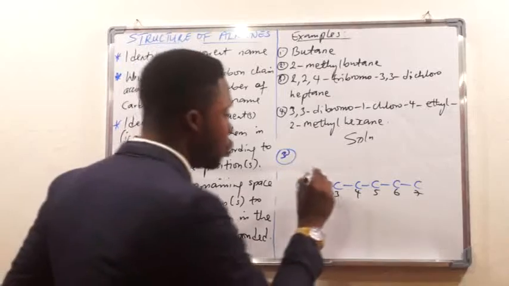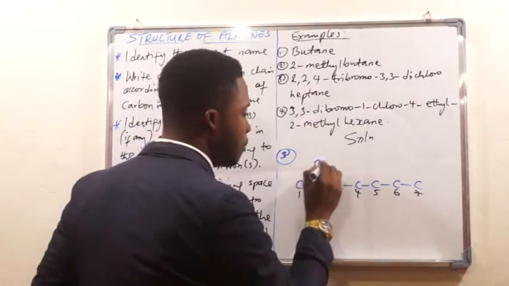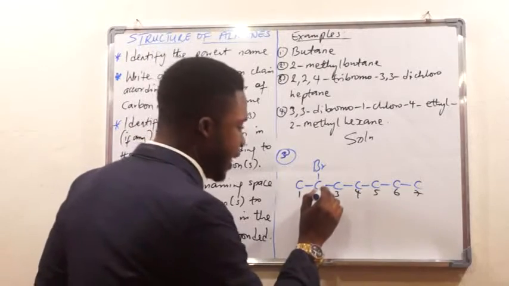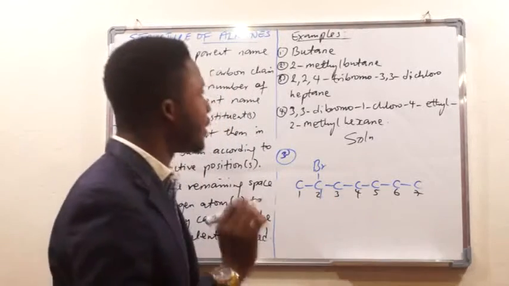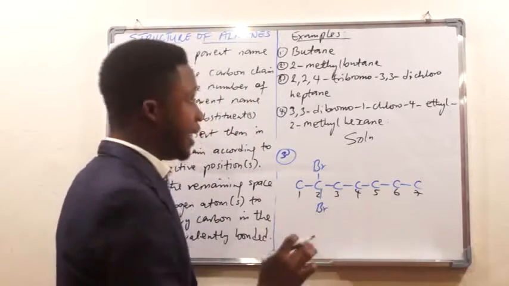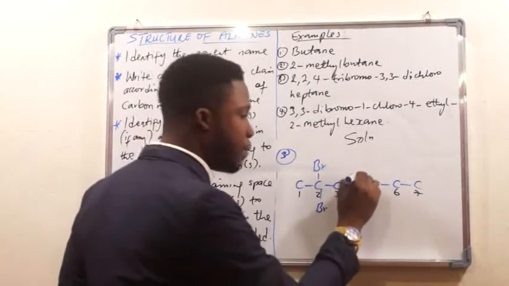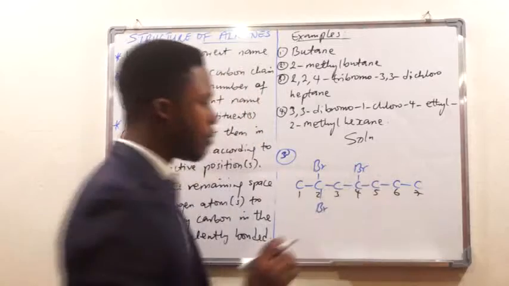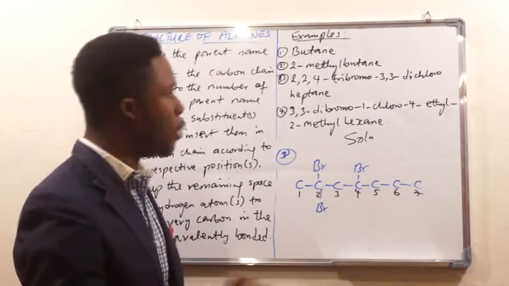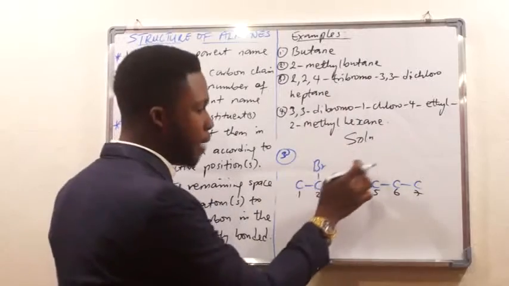So at carbon 2, there is a bromine atom. In the same carbon 2, there is another bromine atom. Then in carbon 4, another bromine atom. Now the bromine atoms, we are done with them. Three of them: 1, 2, 3.